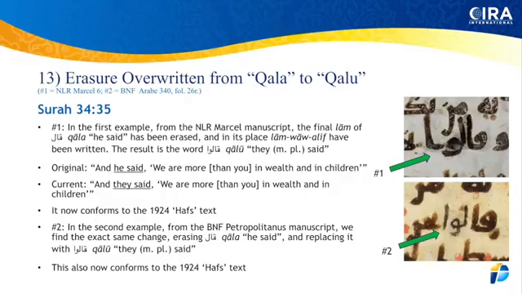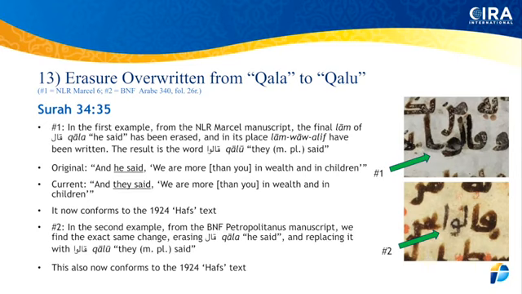We're now going to go on to 13. Let's go right into 13. And here we'll find another eraser overwritten. This is from the text that is in St. Petersburg in Russia, the National Library of Russia, from the Marcel collection. And this is the top one, because we're looking at 2 different manuscripts here.